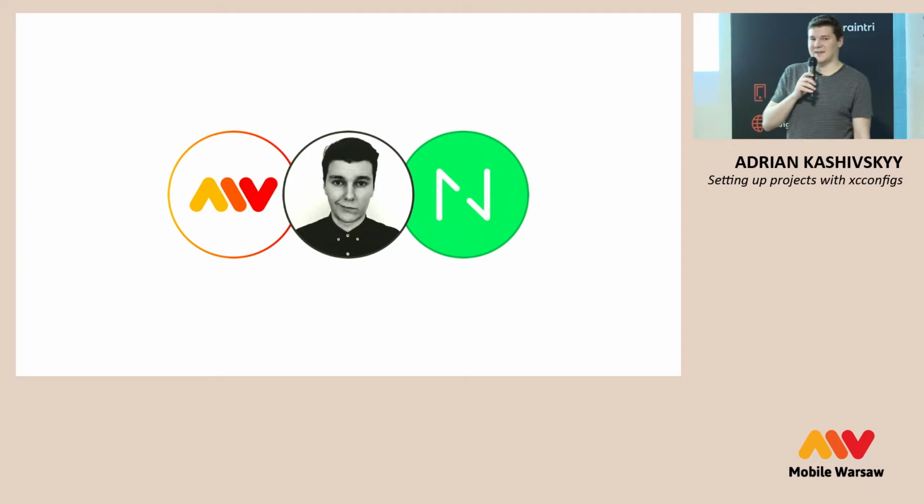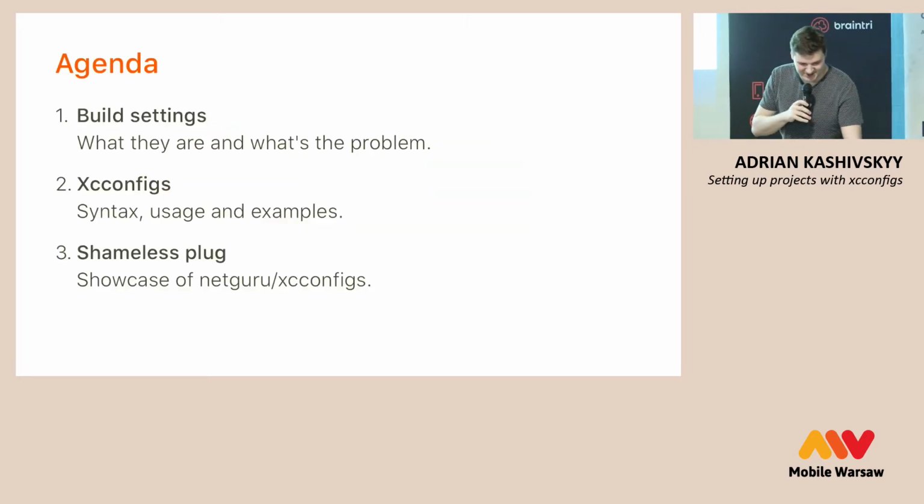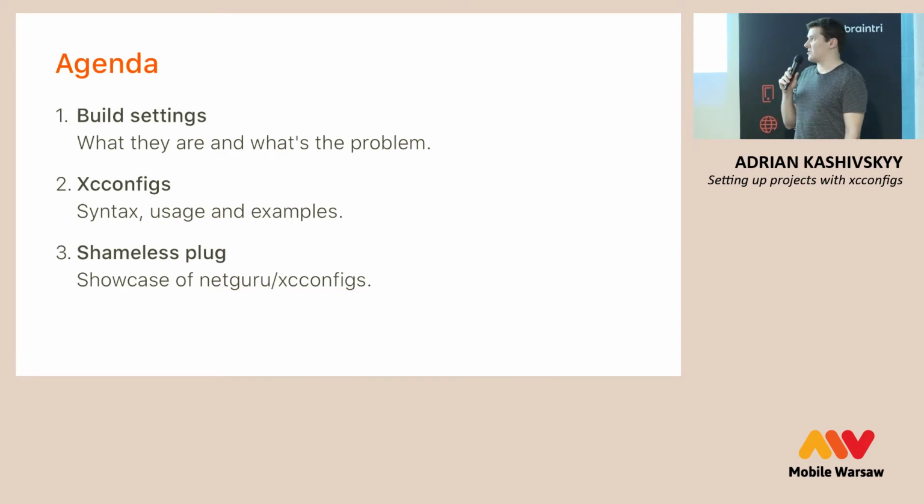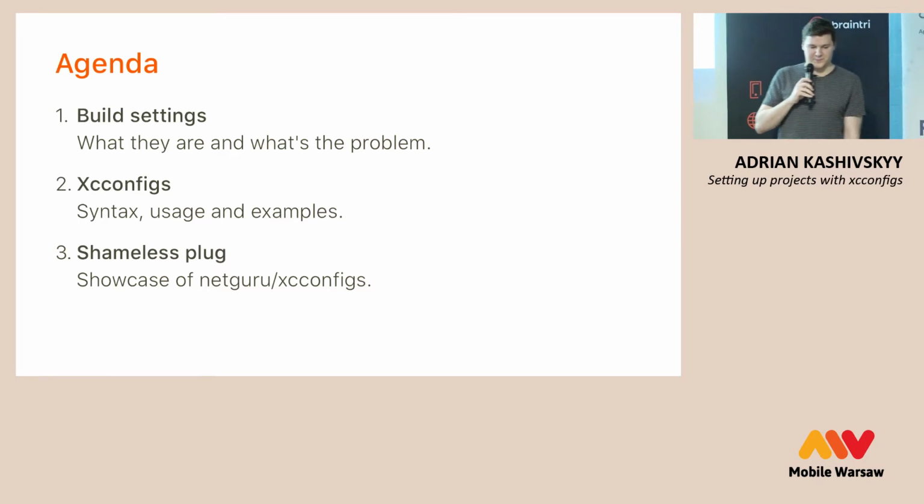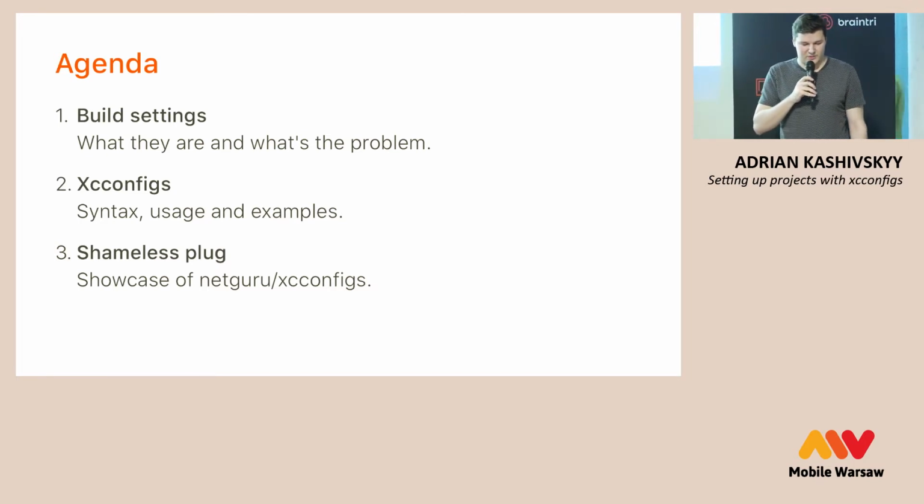Today we'll be talking about one of the most underrated features of Xcode, which is the ability to define build settings outside of the PBX project file. I don't know how it's pronounced. I will talk about three things. First, shortly about build settings, what they are and what's the problem with defining them in the UI. Then xcconfig files, especially syntax, usage, and some examples. And at the end, a shameless plug for a library of xcconfigs, which lets you forget about all the maintenance burden of xcconfig files.